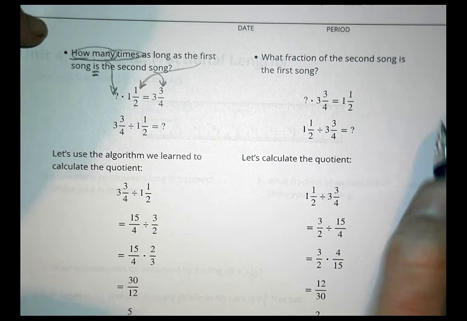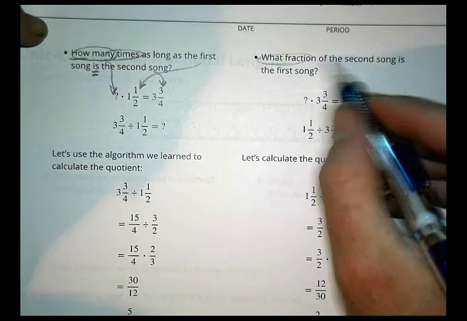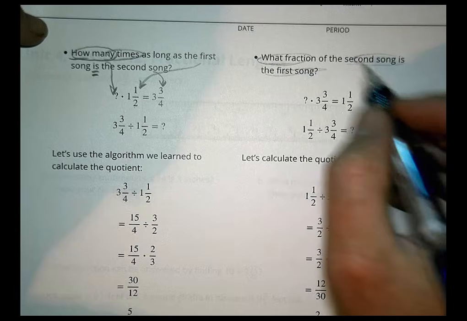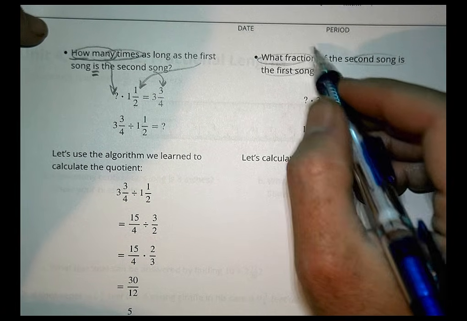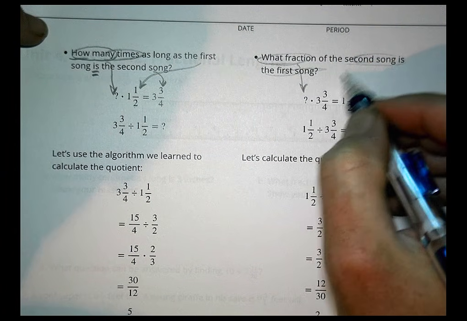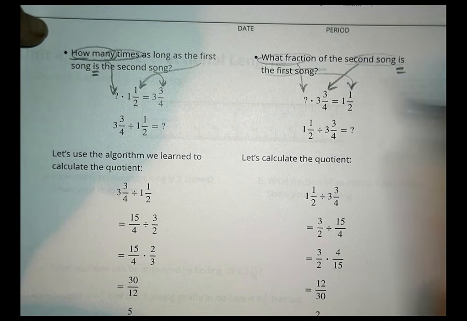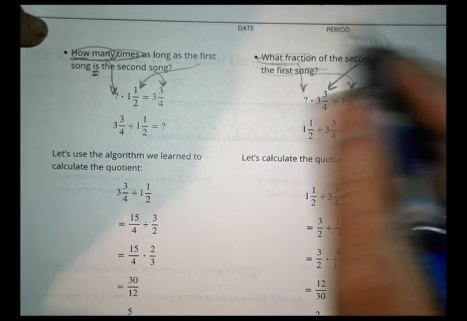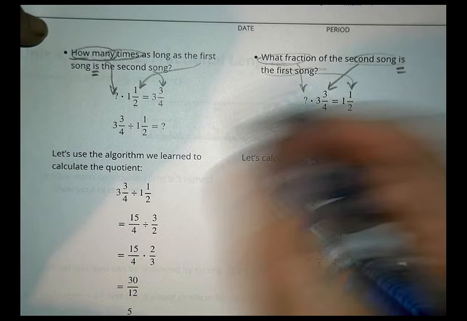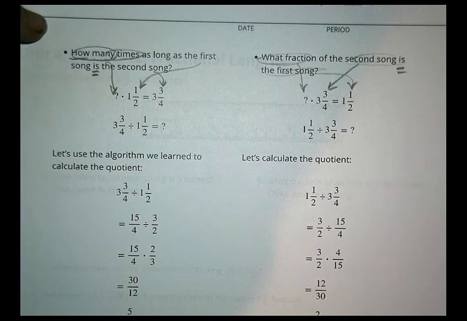Or we could say, what fraction of the second song is the first song? So what fraction, question mark, of the second song is equal to the first song? And we can see how that plays out right there. Then you rearrange it, make a division problem, and you're good to go using your algorithm to figure things out, just like that.